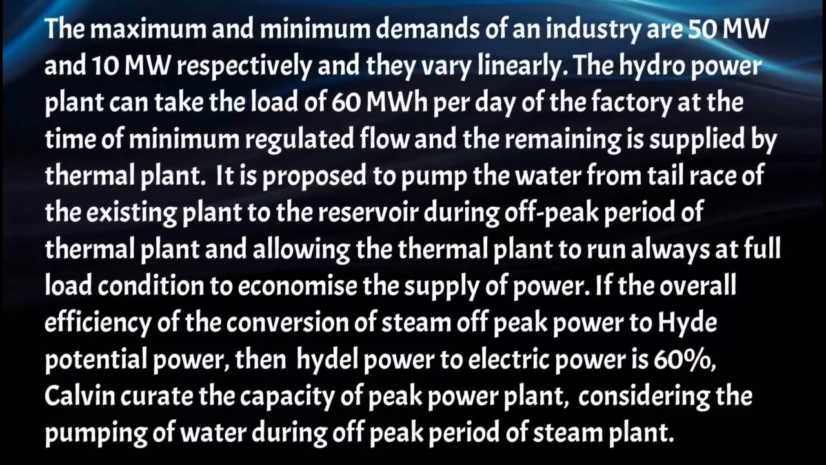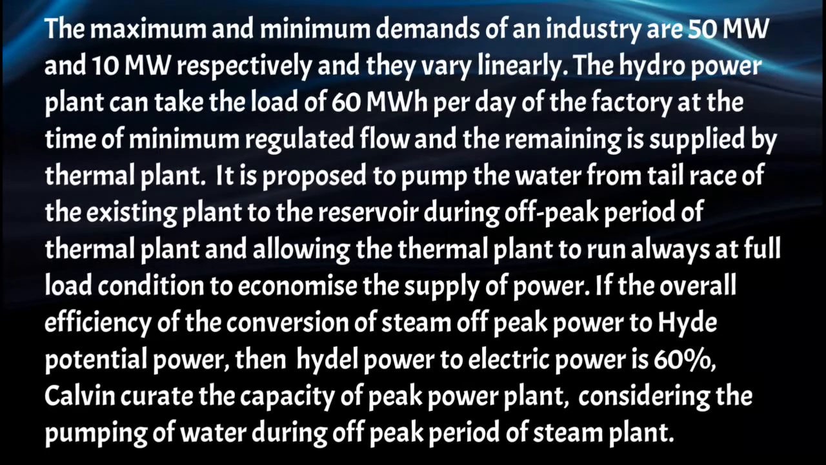First, I will read the given question. The maximum and minimum demands of an industry are 50 megawatt and 10 megawatt respectively, and these vary linearly. The hydropower plant can take the load of 60 megawatt hour per day of the factory at the time of minimum regulated flow, and the remaining is supplied by thermal plant.